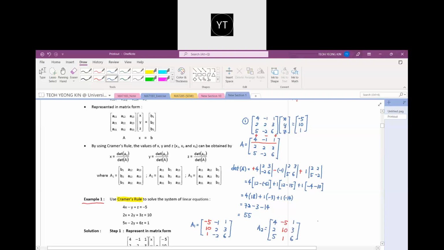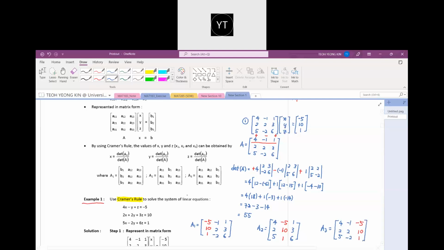A3. A3 of course is the third column. So 4, 2 and 5, yang dua depan ni sama. Second column, negative 1, 2 and negative 2. Third column yang ubah, it will become negative 5, 10 and 1.